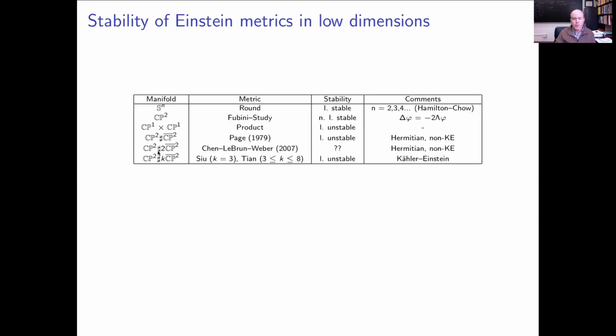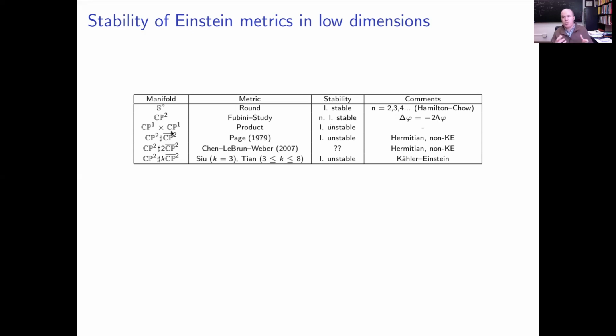This is going to be relevant because even in low dimensions, here's a table of what we know, and it's still not complete in dimension 4, for example. How this is relevant, I'll explain now. Let's just say 4-manifolds; you can do this in higher dimensions. The round metric on Sn is always linearly stable, so we understand what happens there. The Fubini-Study metric turns out to be neutrally linearly stable because the first eigenfunction of the Laplacian is given by this value, by Matsushima's theorem. I'll come back to that in a sec.